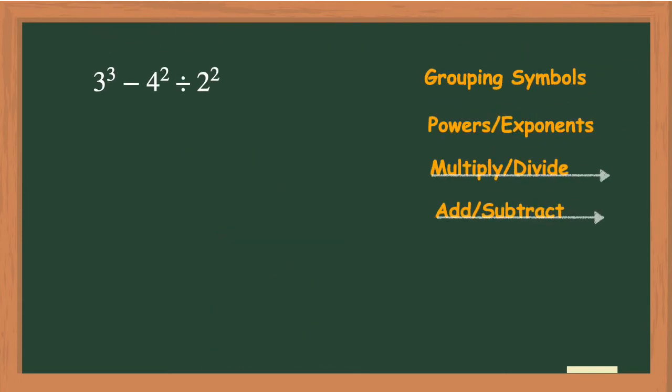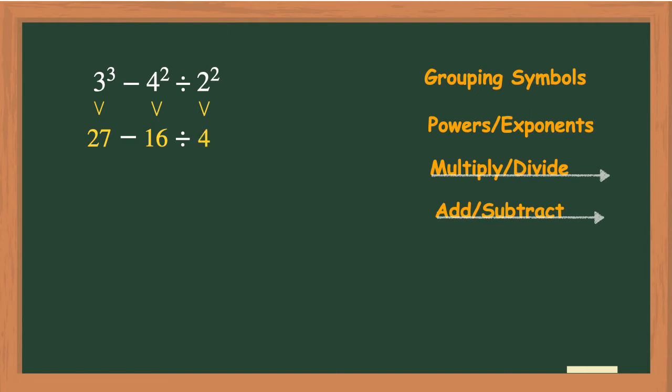All right, let's look at this next expression. The first thing I notice are these 3 powers, and since powers and exponents come before subtraction and division, I will solve these 3 powers first. So 3 cubed, or 3 to the 3rd power, is 27. I'll bring down the subtraction sign. Then 4 squared is 16, and again I'll bring down the division sign this time, and 2 squared is 4.